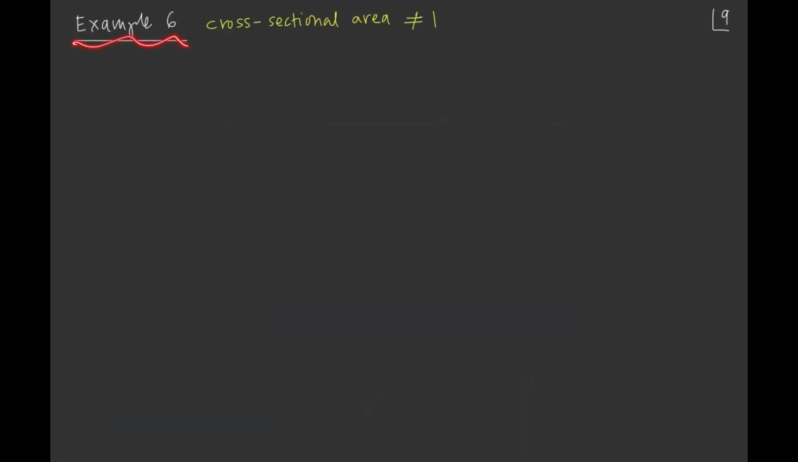Last example I want to go through is one where the cross-sectional area is not equal to 1. We've been using all these long skinny bars where we assume that the cross-sectional area is just 1, but we're going to take it a little step further and say, well, what happens if that area is not 1? We need to think about what would happen in that case.